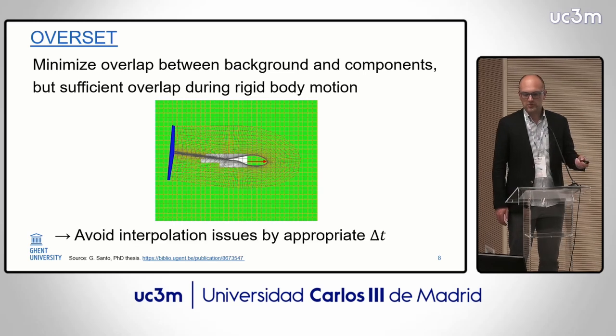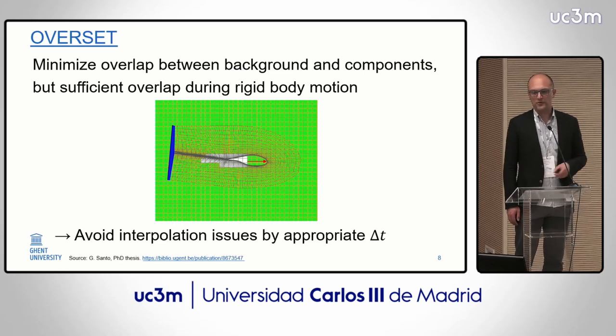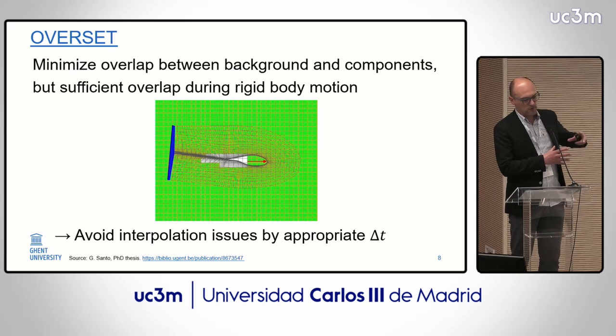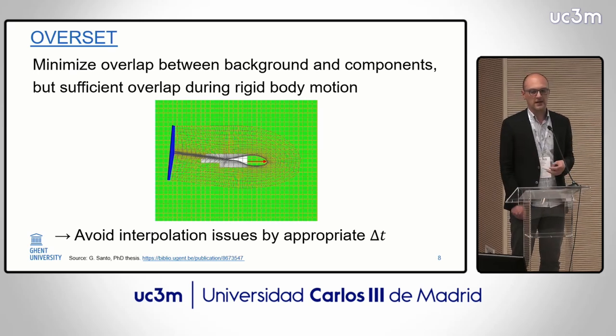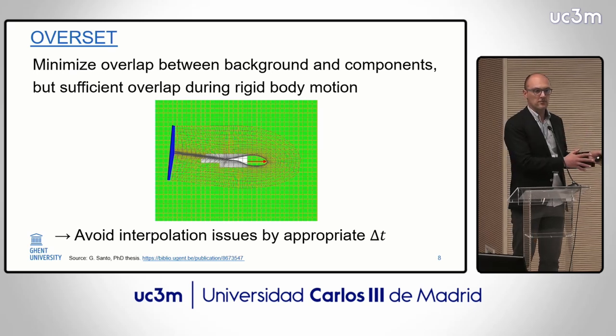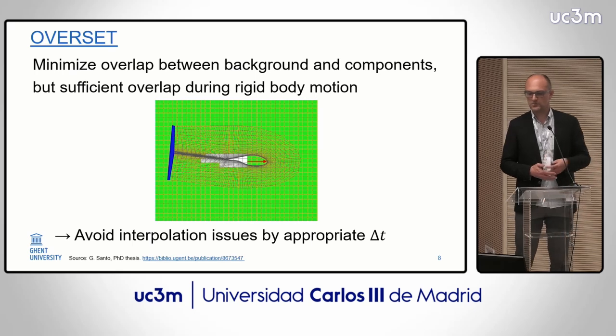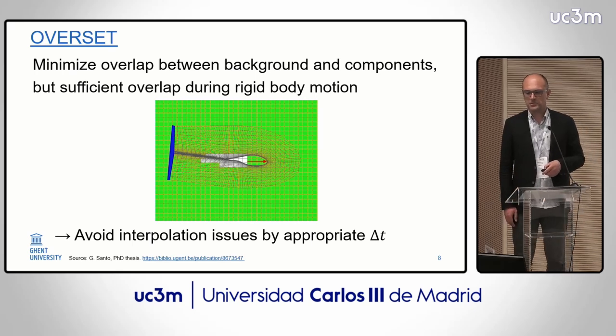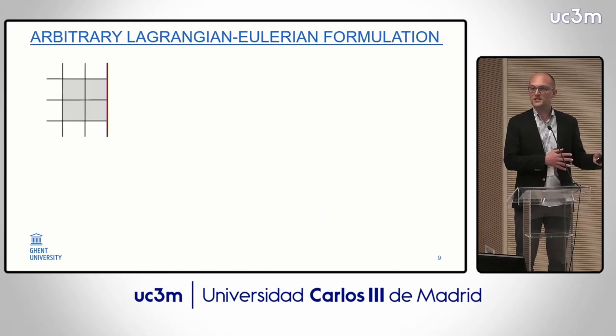So you need to choose your time step wisely, or alternatively, you have to make the component mesh bigger, and then you also can take bigger time steps. But then the computational cost also goes up, because you have a bigger region where you have both the component mesh and the background mesh. So that is also a double computational cost there. Okay, so enough about the overset approach.